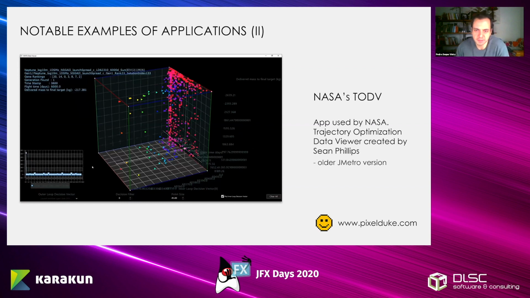Perhaps this one is lesser known. It's also used by NASA. It's called Trajectory Optimization Data Viewer, also created by Sean Phillips. It also uses an older JMetro version.